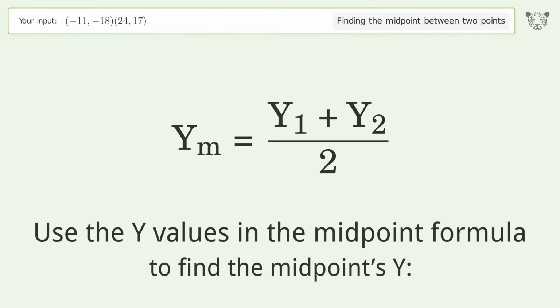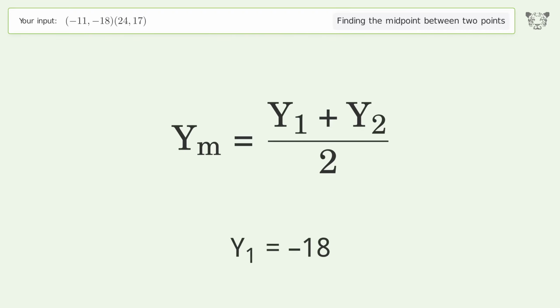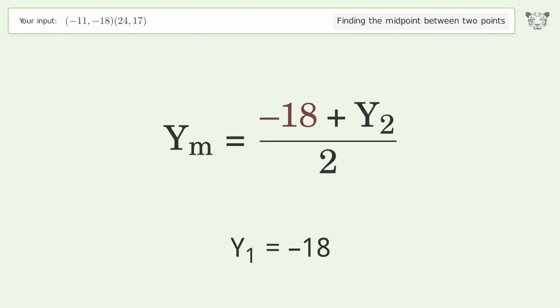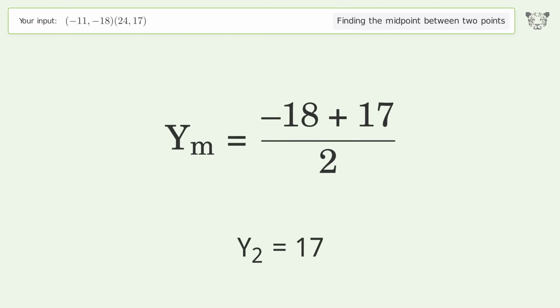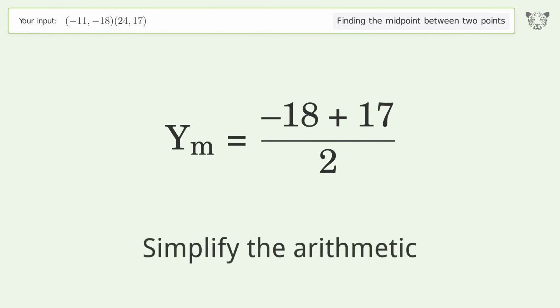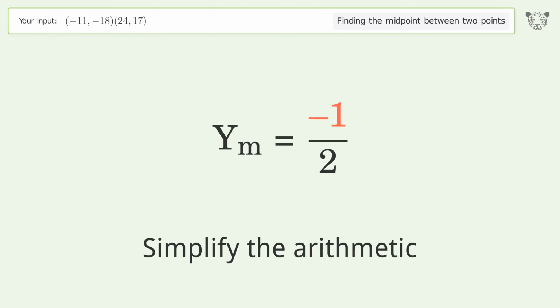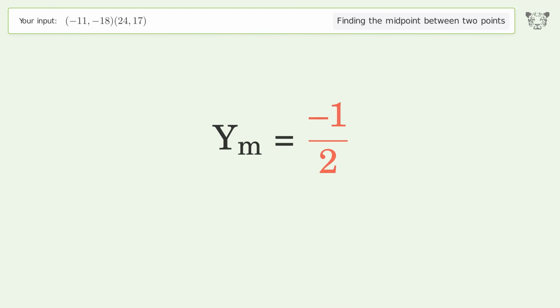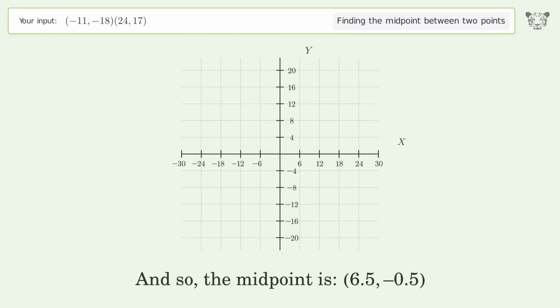Use the y values in the midpoint formula to find the midpoint's y. y1 equals -18. y2 equals 17. Simplify the arithmetic. And so, the midpoint is (6.5, -0.5).